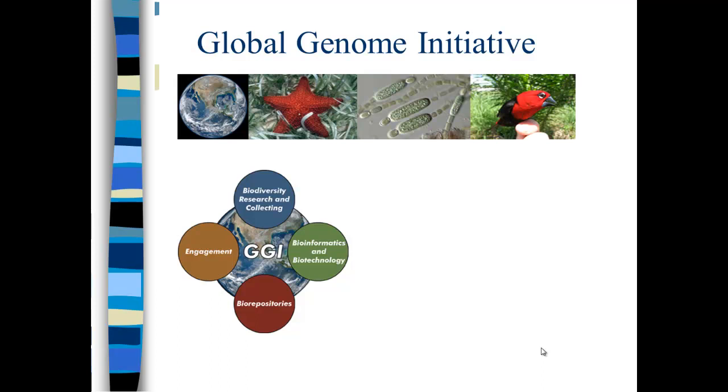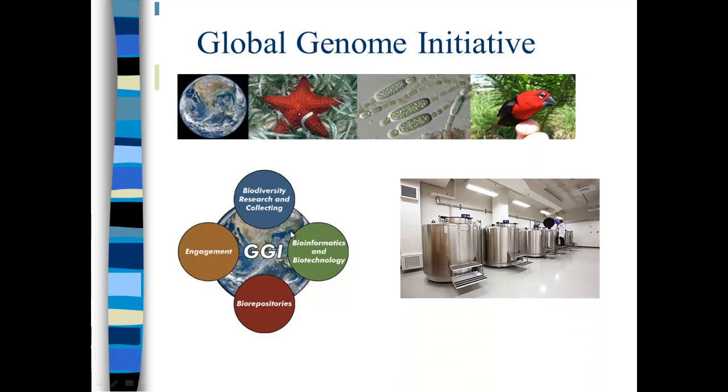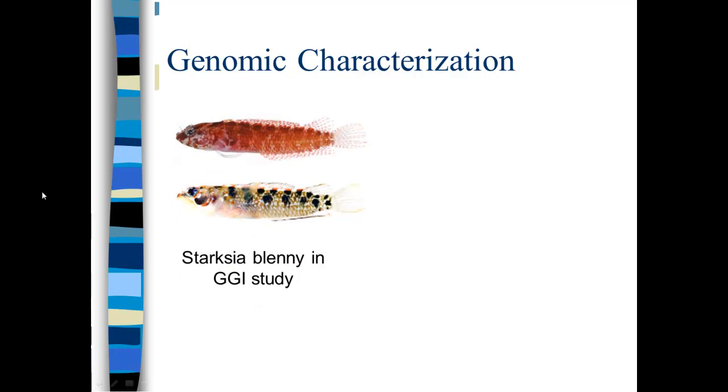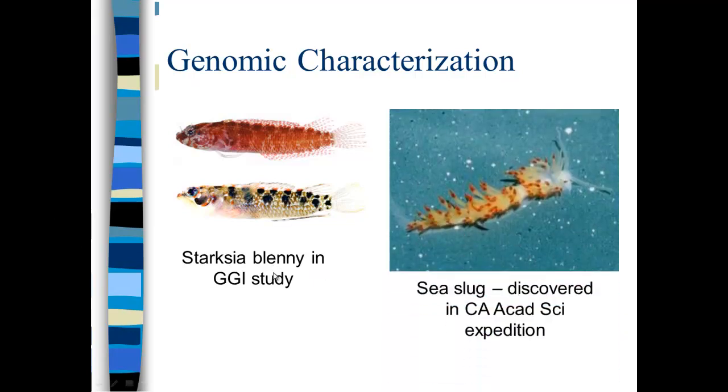Okay. And this is the Global Genome Initiative's logo. And here are some of the large cryopreservation tanks that they use in order to preserve these different species. And genomic characterization is being done on rare species. Here's the Global Genome Initiative study species, a sea slug that was discovered by a California Academy of Sciences expedition.